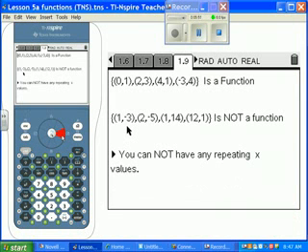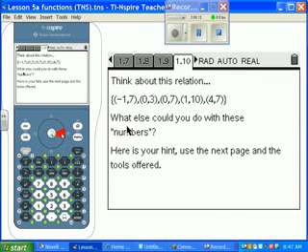Alright, so let's look at the next one. What was that, false? Yes. This one is a function, this one is not. You cannot have any repeating x values. That's the most important part. So this is a function because I don't have any x values that are repeating. This is not because we see my one repeat. Any problems with that? No. This is easy stuff, right? Alright, let's look at the next page.